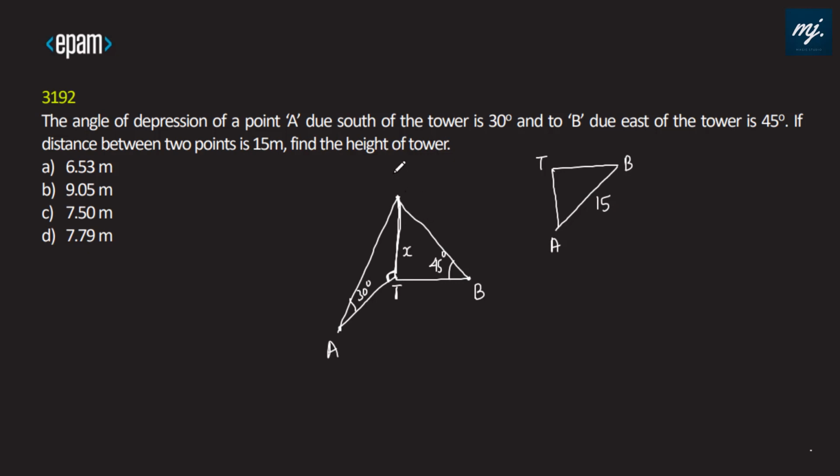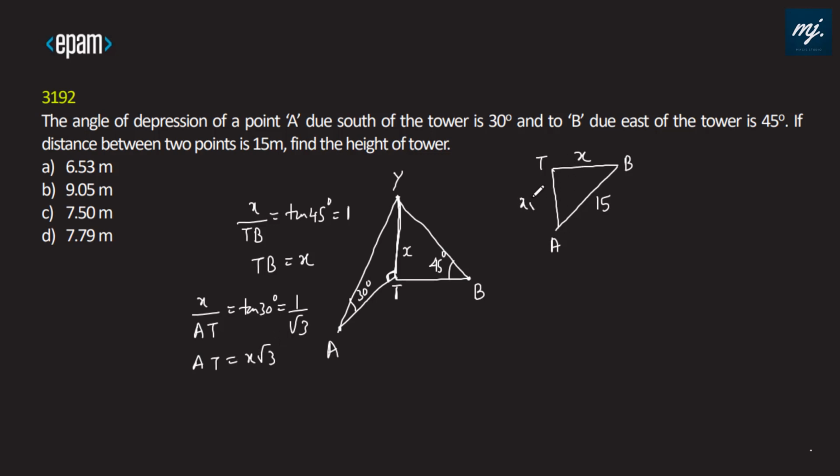Now if we look at this triangle YTB, then perpendicular by base TB equals tan 45 degrees, and we know that tan 45 degrees is 1. That means TB is equal to x. This distance TB is x. Now this YTA is also a right angle triangle. Here also perpendicular by base, that is AT, equals tan 30 degrees. Tan 30 degrees is 1 by root 3. That means AT equals x root 3. This distance AT is x root 3.